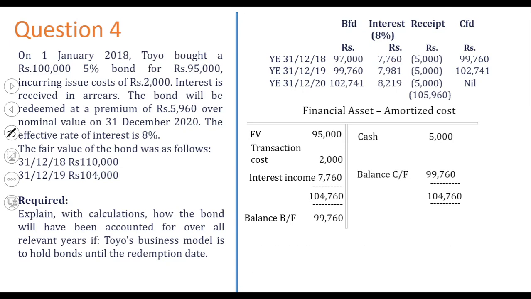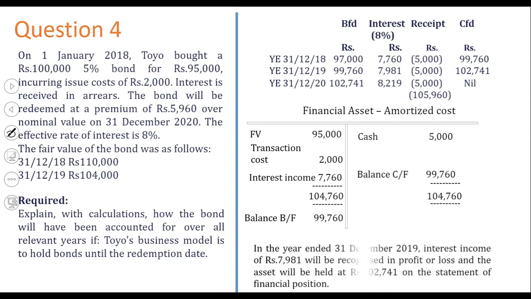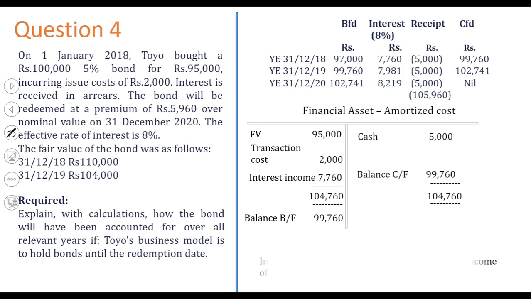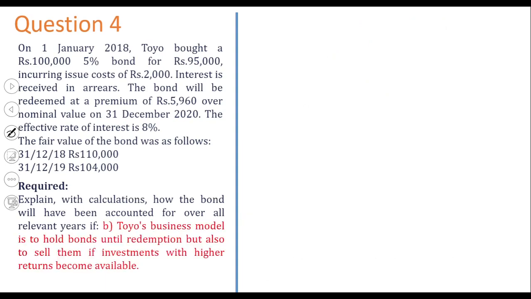Look here. Now, what we have given is, in the year ended 31st December 2018, what are the figures? In the year ended 31st December 2019, what are the figures? You charge P&L 7,981 and your balance sheet figure will be 102,741. That's clear. And in year 3, in the year ended 31st December 2020, the interest income will be 8,219, right? 8,219 in the P&L and you don't have any balance at the end of the period. So that is the first method.